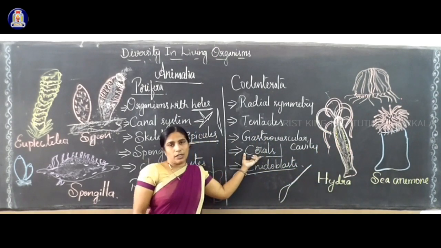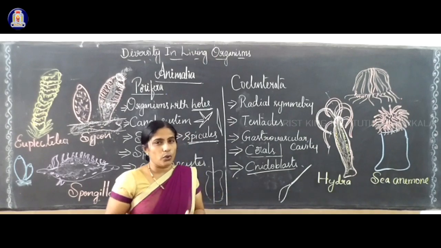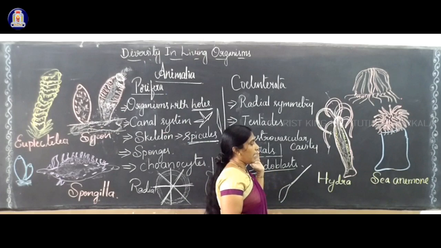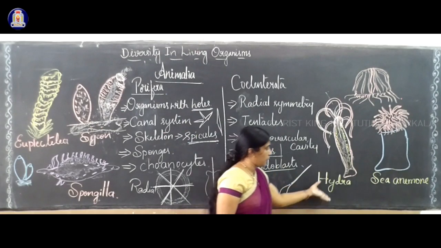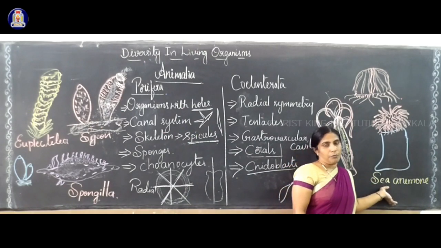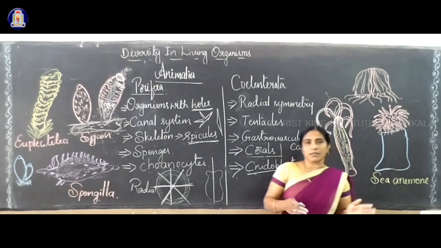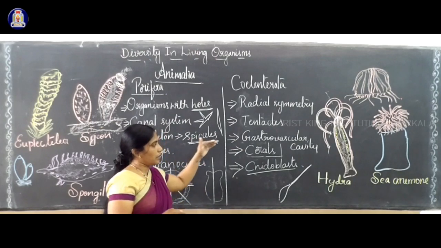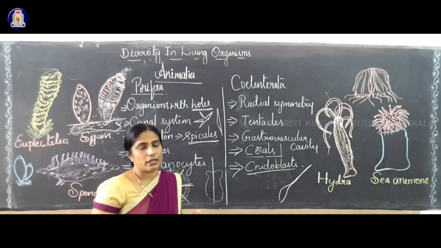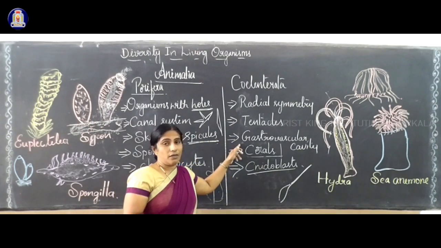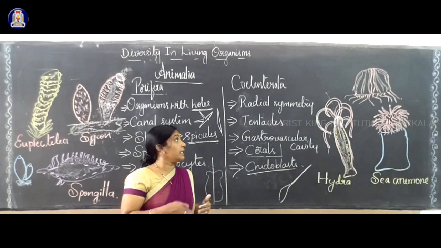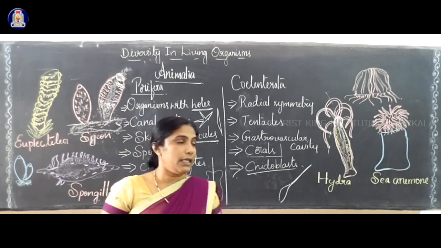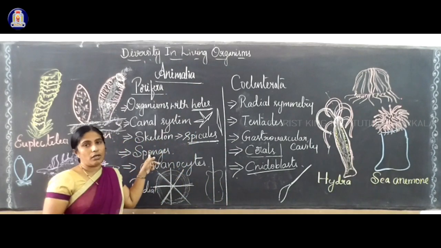Next, these are solitary or colonial, and mainly they are called corals because of the deposition of calcium carbonate. Main two examples are hydra and sea anemone. And jellyfish comes under Coelenterata. They consist of a gastrovascular cavity, GVC, so that's why they are called Coelenterans, and they come under Coelenterata. Corals are common, and these are commonly called sponges.